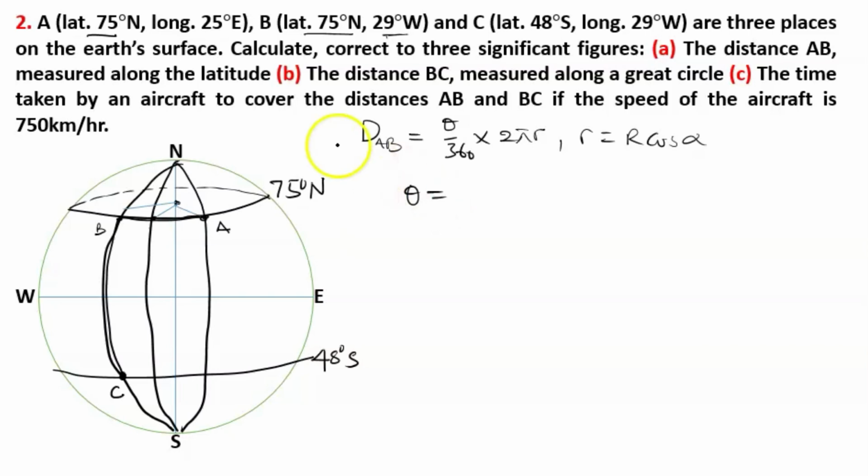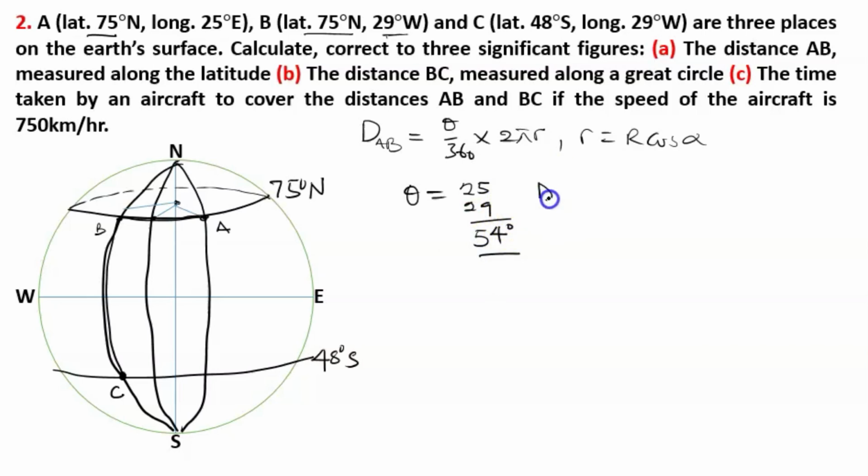So you look at the two points A and B. We can see 25 degrees east and 29 degrees west. So they are of different directions, so we add them together. We have 25 added to 29, and this is 54. All right, so we have 54 degrees.